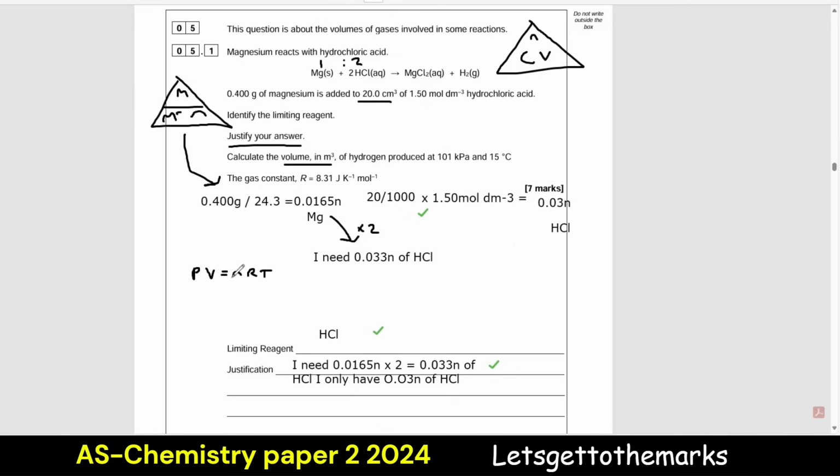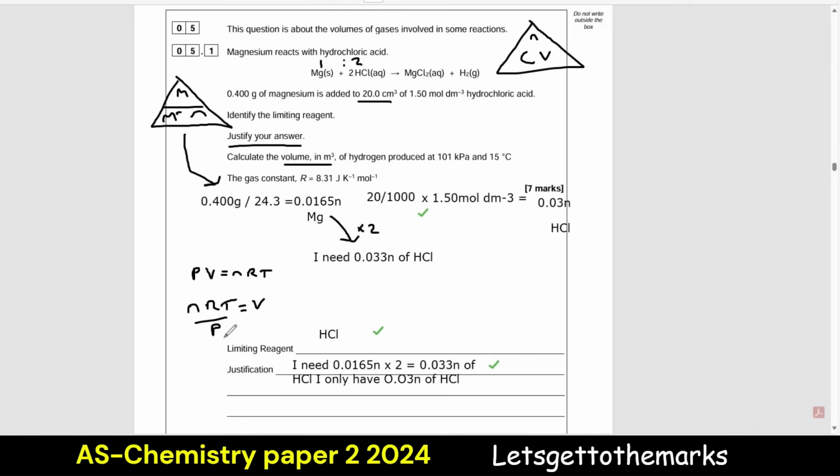Luckily for us, this calculates the volume in m³, so that's beautiful. We need to rearrange this to make V the subject. So V equals nRT divided by P, and that rearrangement is going to give us the volume.